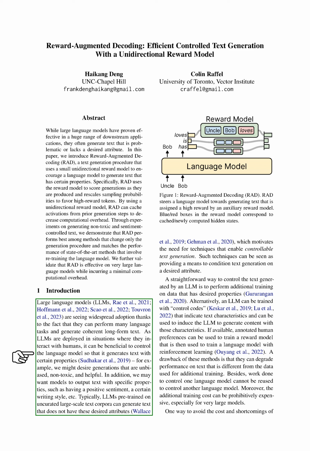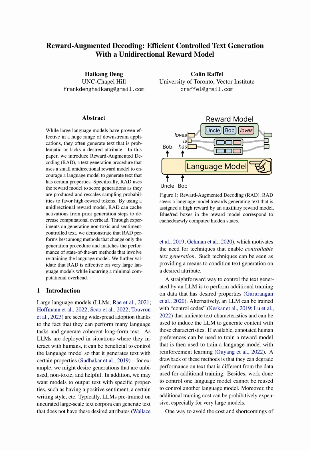One simple way to control the text generated by an LLM is to train it on data that has the properties we want. Alternatively, we can train the LLM with control codes that indicate the characteristics of the text, which can then be used to guide the LLM to generate content with those characteristics. If we have them, we can use human annotated preferences to train a reward model, which can then be used to train a language model using reinforcement learning.